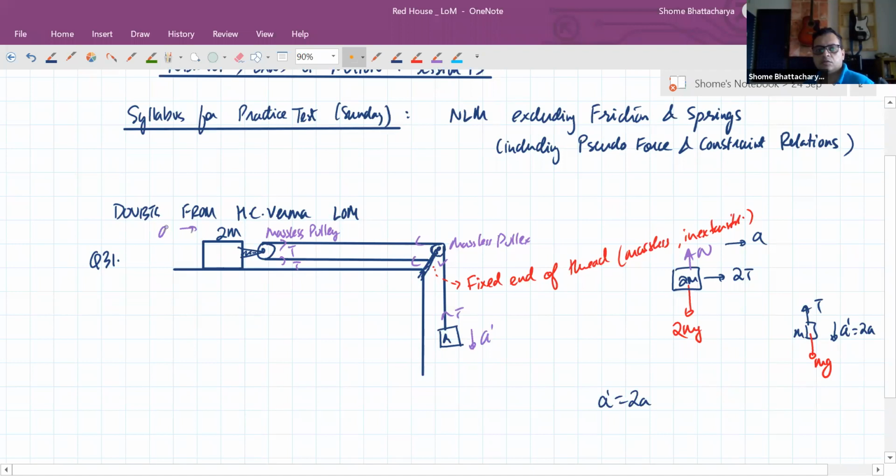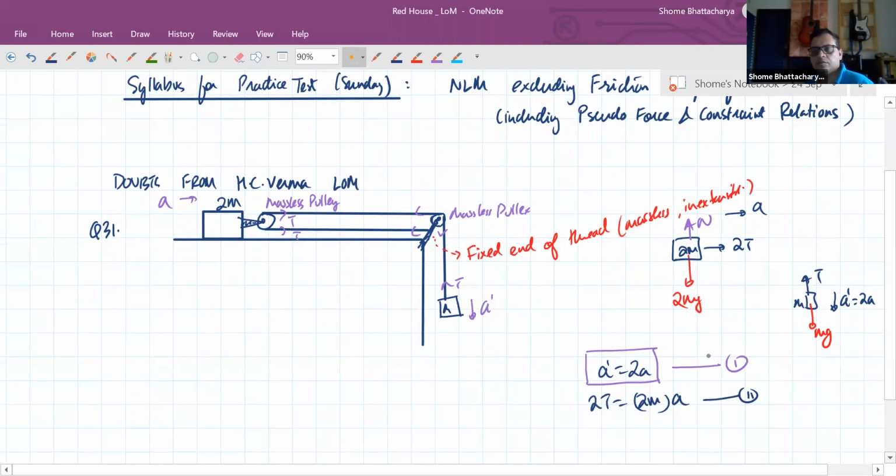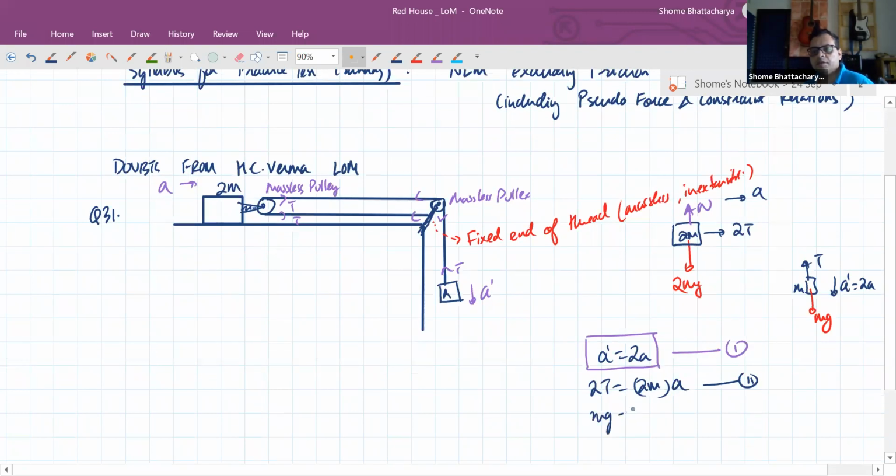Okay, but that's fine. So this is your constraint relation equation number 1, and then you have to just solve the remaining equations, that 2T is equal to 2m into A. This is for this block, and mg minus T is equal to m into A prime. That's for this block. Okay, and then just substitute the value of A prime and rest of it is simple. So solve equation 1, 2 and 3. So it's pretty simple. Just multiply this by 2 and solve it and all that. So I think you can complete it from this point. So Dhruv, hope you understood this question.